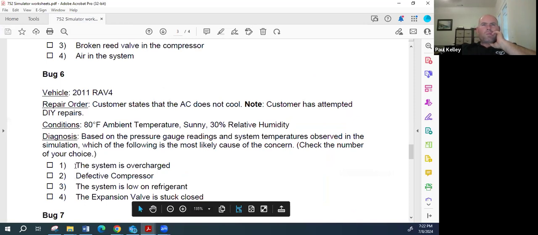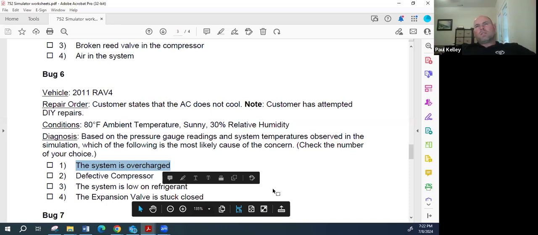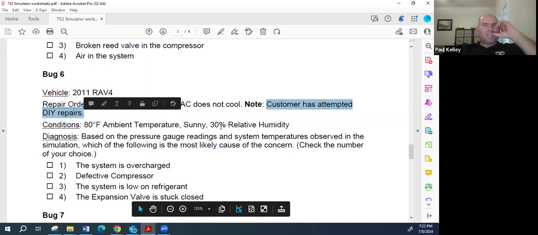What do you think about number one? It's overcharged. It's done. Makes sense why it says customer has attempted DIY repairs, huh? Right?